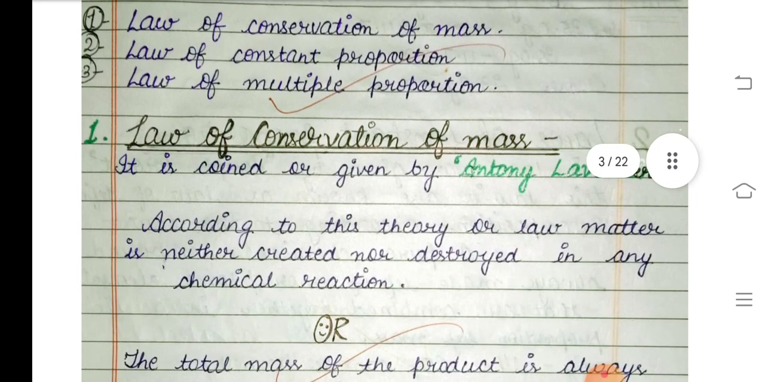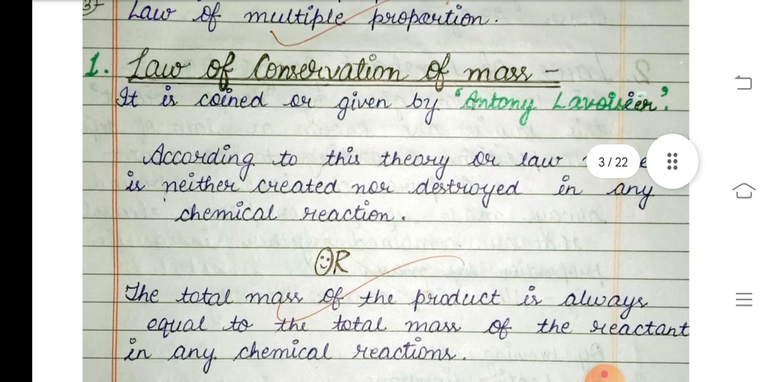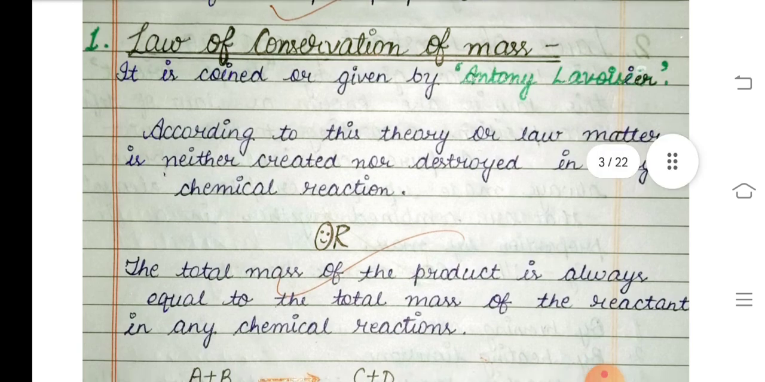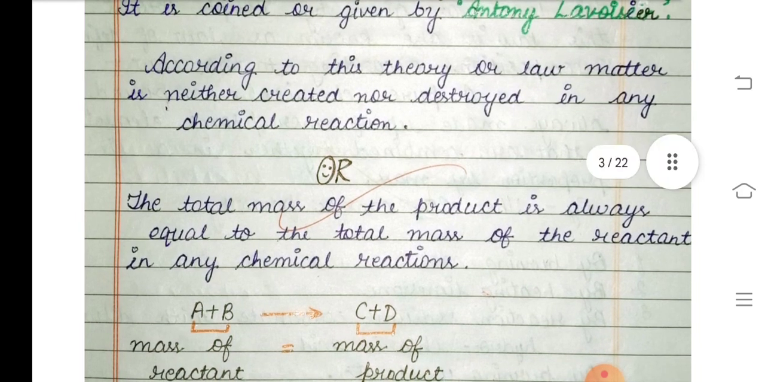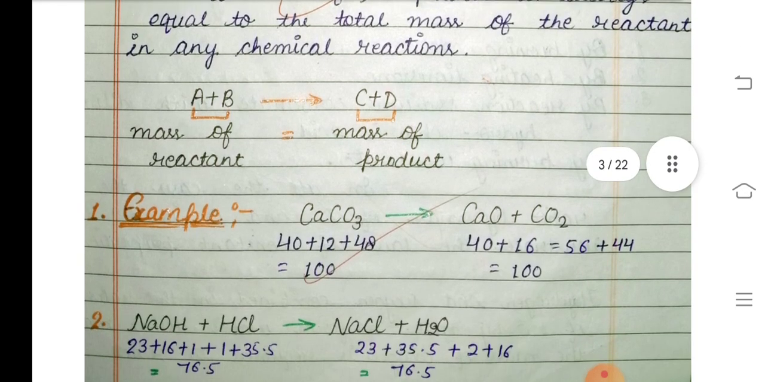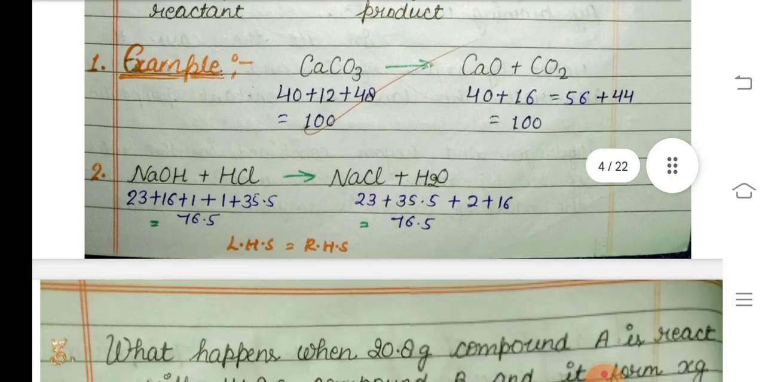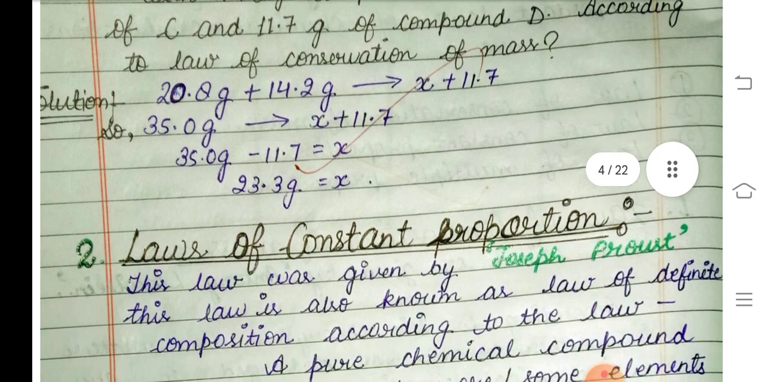In class 9th you only have to know the law of conservation of mass and the law of constant proportion, right? The law of conservation of mass was given by Antoine Lavoisier. According to this law, Lavoisier says that matter is neither created nor destroyed in any chemical reaction. Only you have to remember this. A plus B is the mass of the reactants, and C plus D is the mass of the products which we get, right? These are the numericals, so you can see.